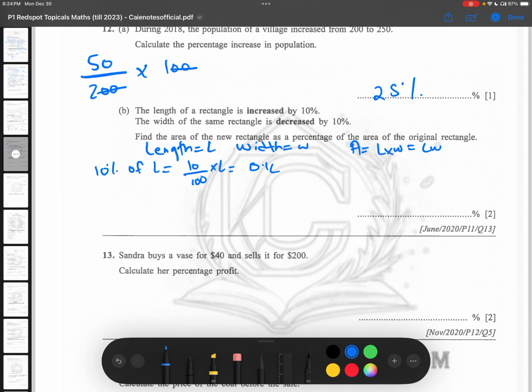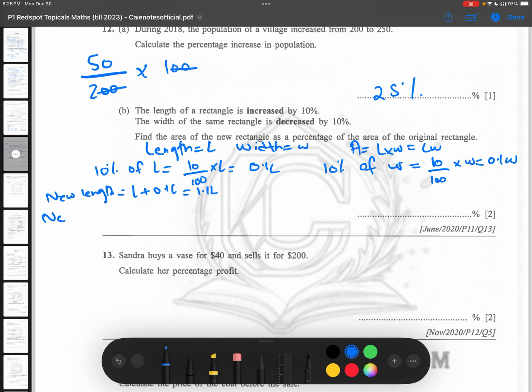And 10% of W will be 10 upon 100 multiplied by W, 0.1 W. So the length increased by 10%. The new length is L plus 0.1 L. This will give me 1.1 L.